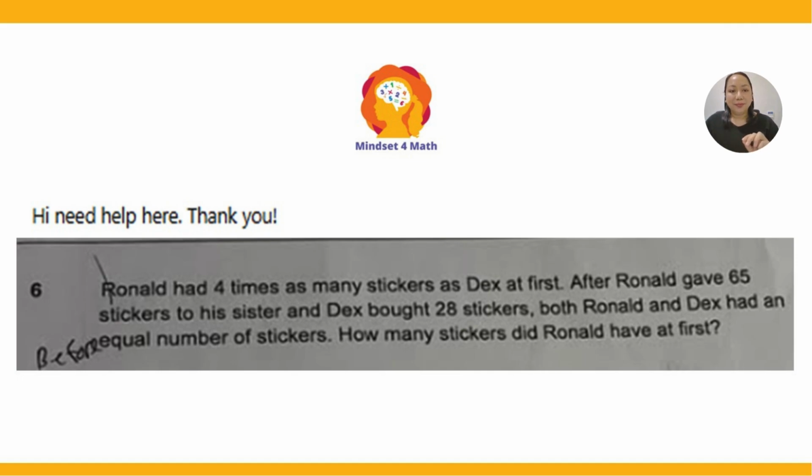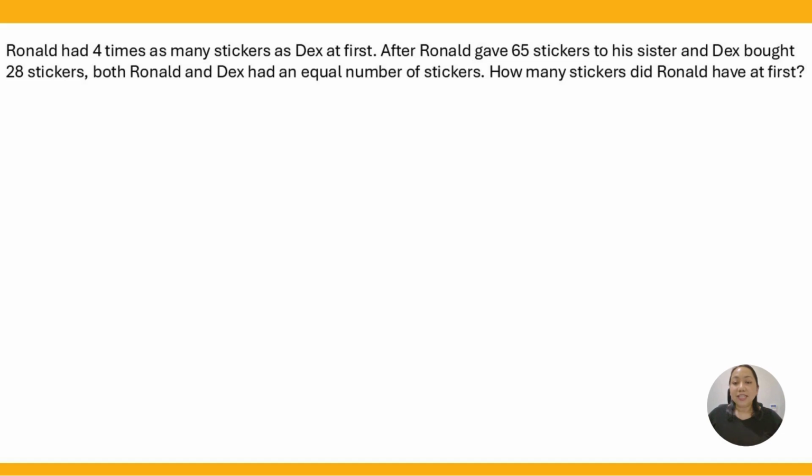Here's the word problem. Ronald had four times as many stickers as Dex at first. After Ronald gave 65 stickers to his sister and Dex bought 28 stickers, both Ronald and Dex had an equal number of stickers. How many stickers did Ronald have at first?